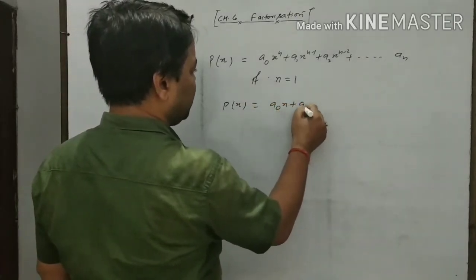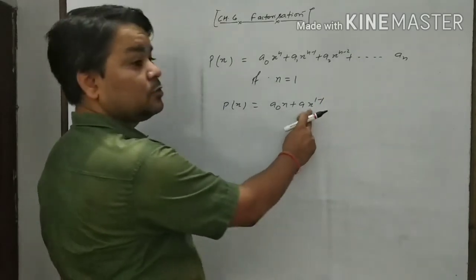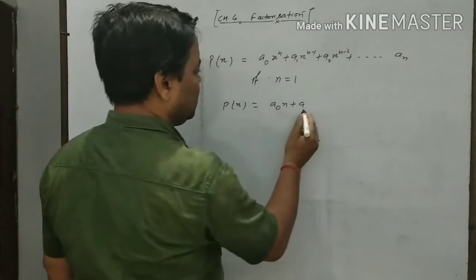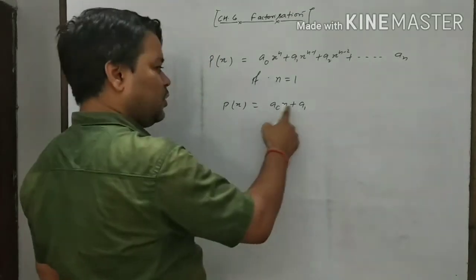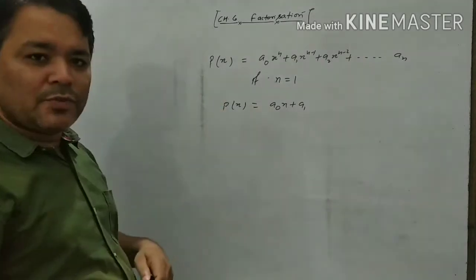a0 x plus a1 x to the power 1 minus 1, and 1 minus 1 means x to the power 0. X to the power 0 means 1. So here it will be only in this form, where a0 and a1 are coefficients. It will be a linear polynomial.